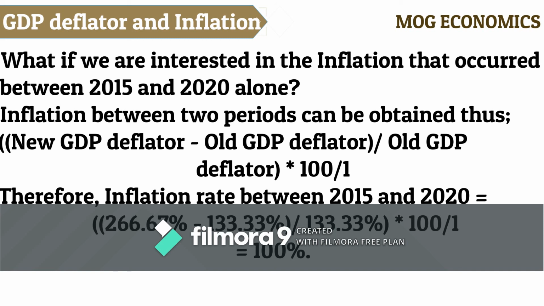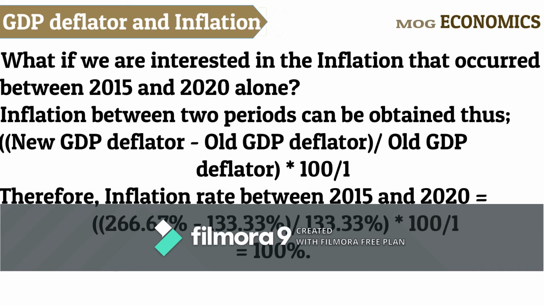That is, generally speaking, inflation rate is calculated as the new GDP deflator, that is the GDP deflator of the current year, minus the old GDP deflator, that is the GDP deflator of the previous year or the other year being considered, divided by the old GDP deflator times 100 over 1.